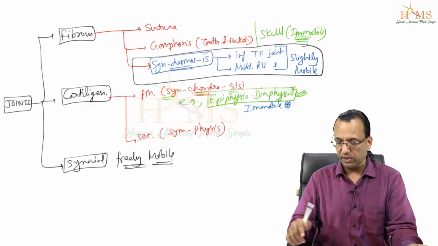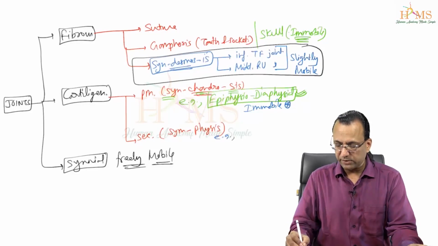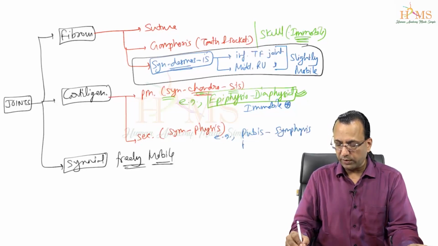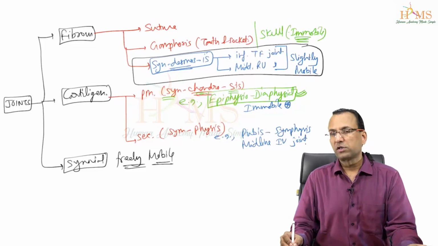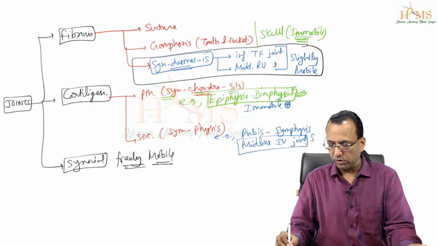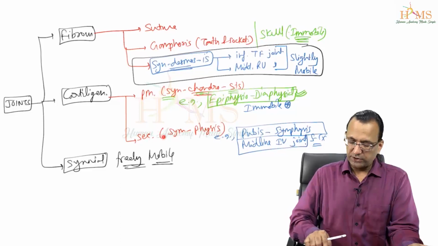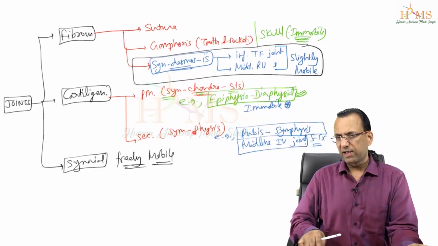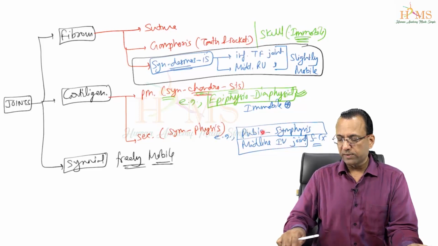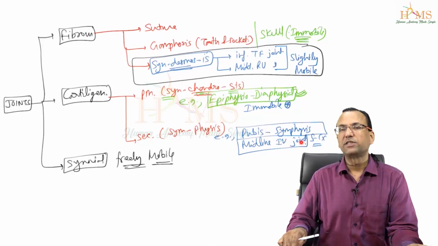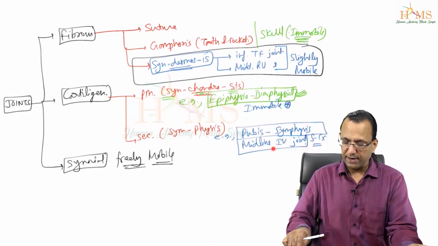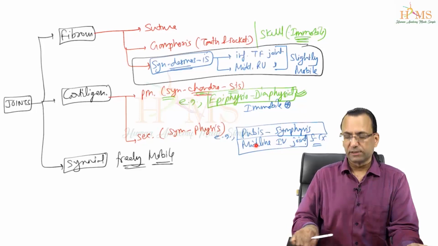They are slightly mobile. For example, we have given examples like the pubic symphysis, or the midline intervertebral joint, one of which was the sacrococcygeal joint. What about the sacrococcygeal joint? It is slightly mobile like the pubic symphysis. When talking about the secondary cartilaginous joint, symphysis, we have taken two examples: the pubic symphysis, which is slightly mobile, and the midline intervertebral joint like the sacrococcygeal joint, which is also slightly mobile.